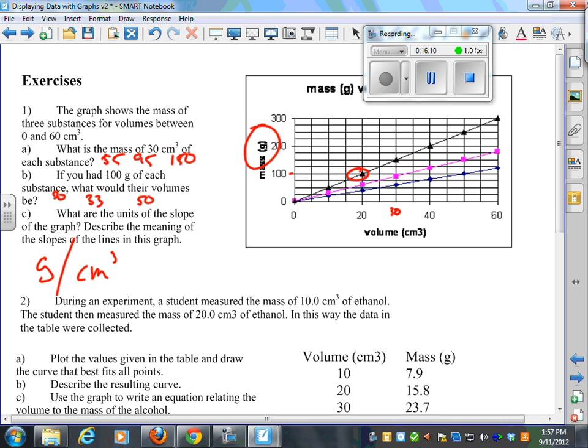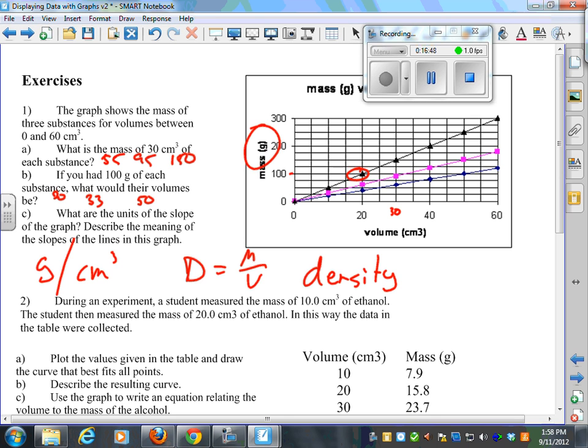That's cubic centimeters. Does anyone know what you measure in grams per cubic centimeter? I'll give you a hint. Is it gas? It could be. The formula is D equals M over V. Density. Density is the correct answer. Oh, so I was right. I did not know that. Density is measured in grams per cubic centimeter. How much does it weigh per volume? Density is the meaning of the slope. All right.